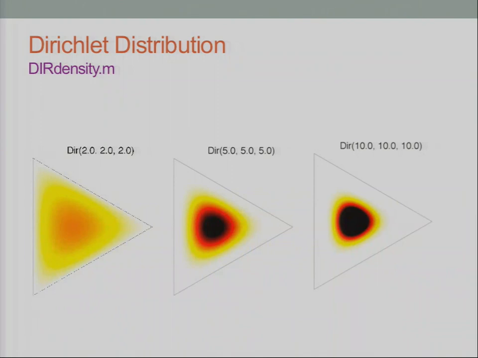Okay. So these are the Dirichlet densities with parameters 2, 2, 2, 5, 5, 5, 10, 10, 10. So you see that as you increase the scale of the parameters, the distribution gets more and more peaked. Note that these are all greater than 1.